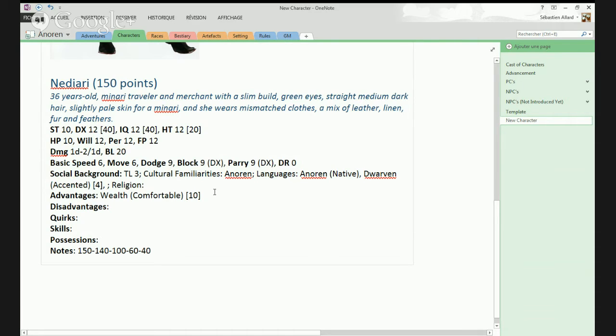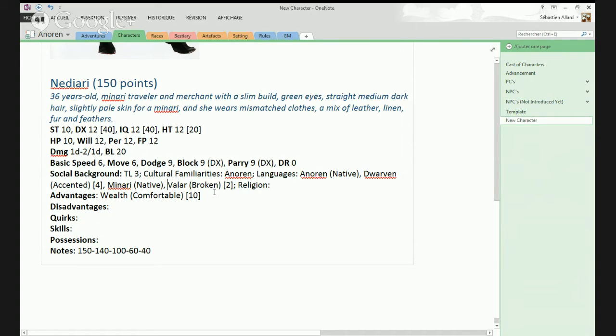I want her to speak the language of the Valar in a broken form. 2 points. I want to give her maybe some Minari tribe in the deep desert have some kind of dialect. So I'm gonna give her Minari. That's a native language.